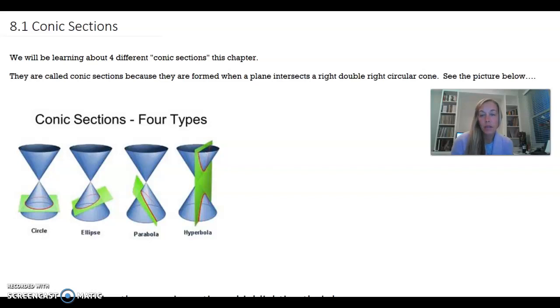Hi girls, so this is a quick introduction to section 8.1, which covers conic sections. There are 4 different conic sections that we're going to learn about in this chapter.